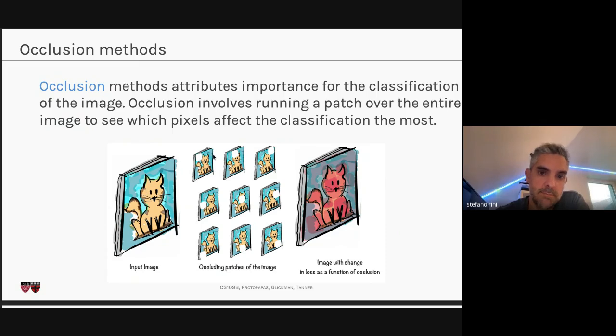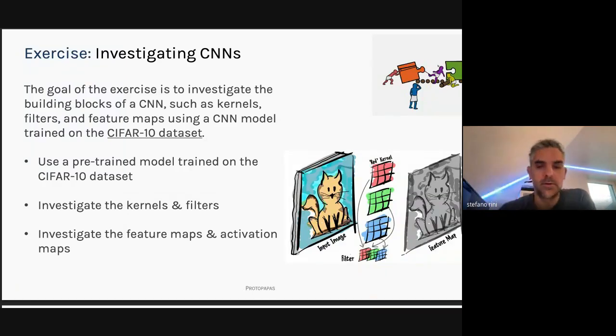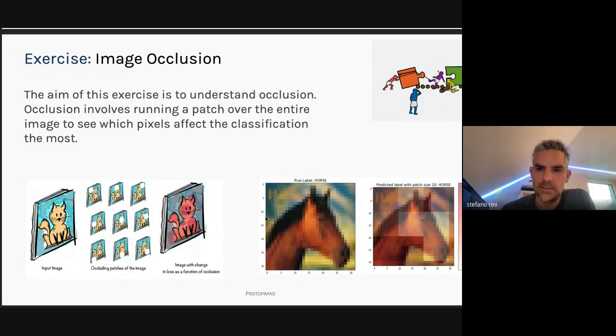Since the patch is sliding around, a single pixel will be involved in different patches, and then you can pool together the loss in accuracy corresponding to a single pixel. This will give you a heat map of how sensitive the classification of the network is to each feature. This is the example for the label of the horse. You choose a patch size, and then you plot the accuracy that you obtain by sliding this patch around.